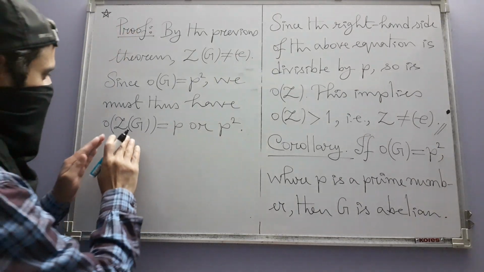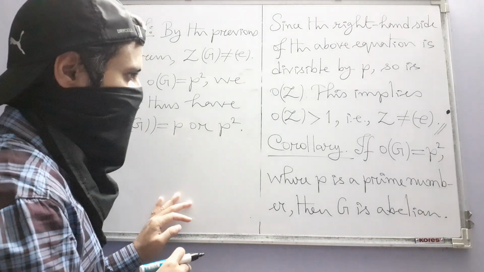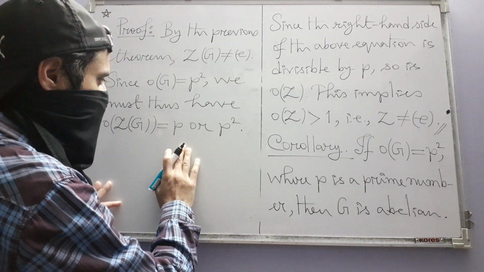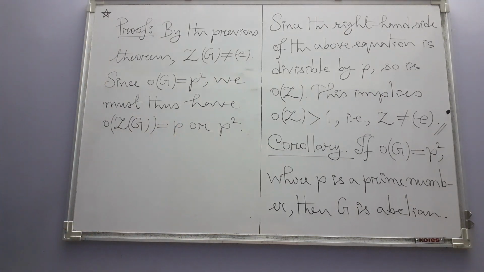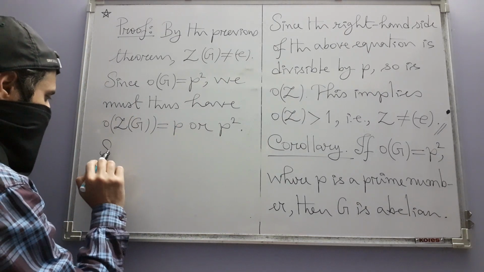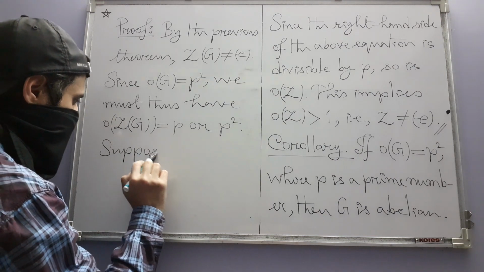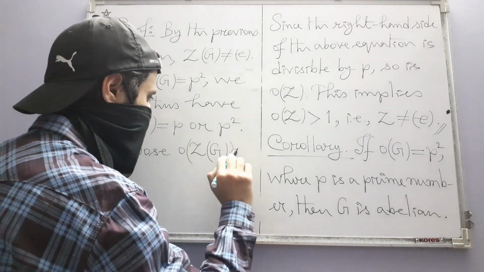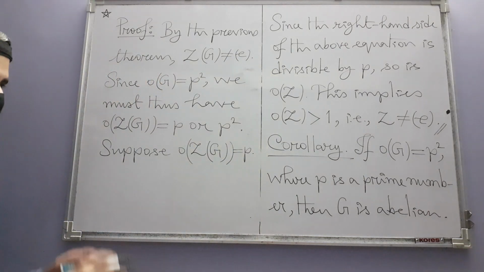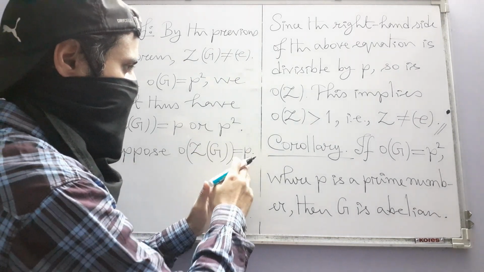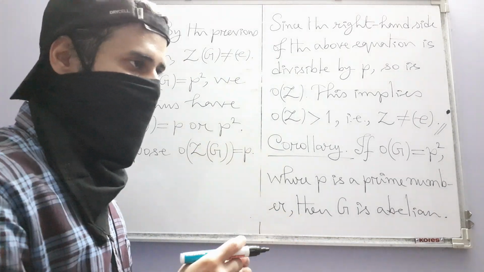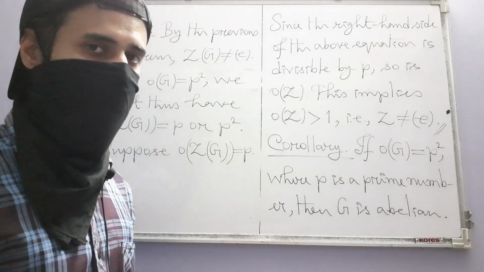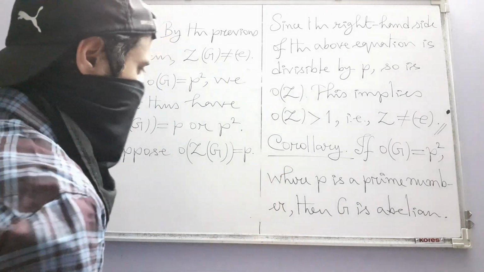So now if we can show that the center has order p square, then it will be equal to the whole group and the group will be abelian. But what happens if its order is say p? So let's suppose that the center is of order p, whereas the group has order p square. That means the group is larger than the center. So we can choose a non-central element, something from outside of the center in the group.